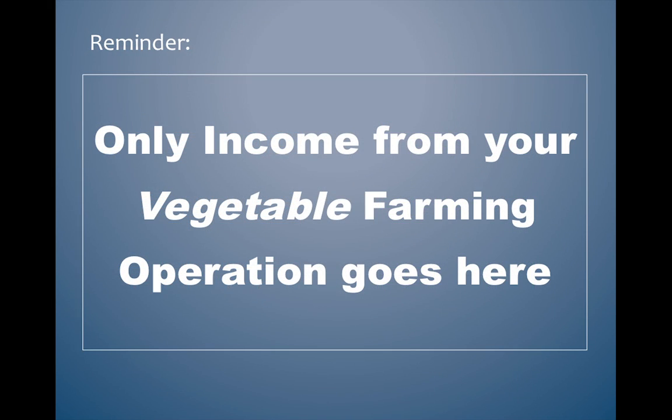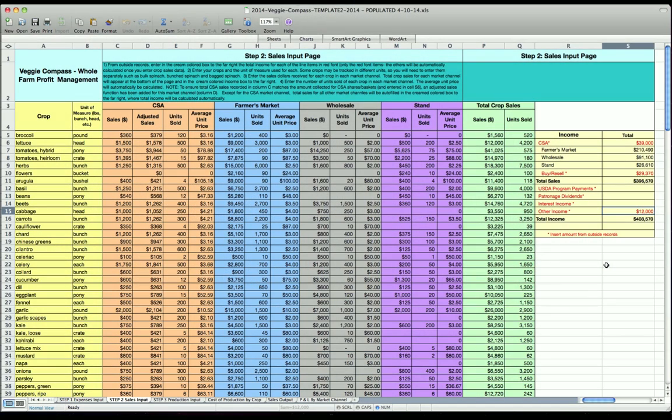If there's other income that is outside of the vegetable farm operation altogether, like a livestock enterprise or commodity crops, then they should not be part of this Veggie Compass spreadsheet. So right away on this sales page, before we even start to calculate the income from the crops sold, you're reminded that other sources of income contribute to the profitability of your farm operation.